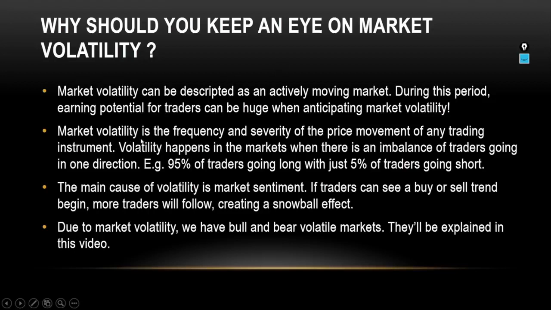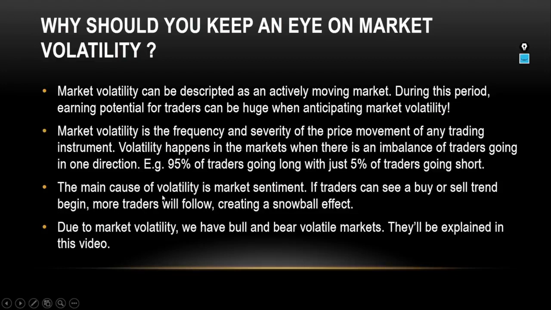Market volatility is the frequency and the severity of the price movement of any trading instrument. Volatility happens in the market when there's an imbalance of traders going in one direction, e.g., 95% of traders going long with just 5% of traders going short. What I mean by that is when there's less people selling and more people buying, the market shoots more in the direction of a bullish momentum, as that creates a lot of volatility.